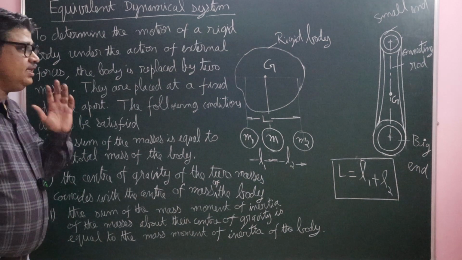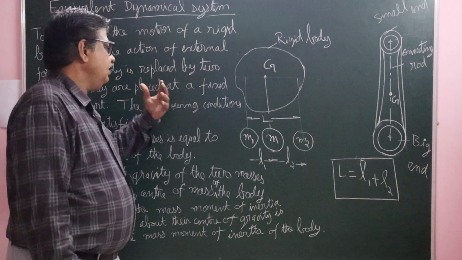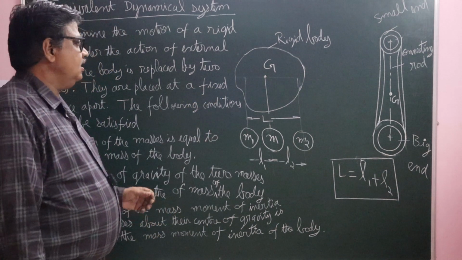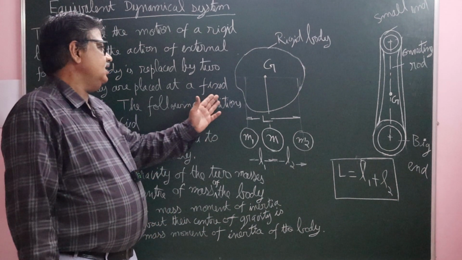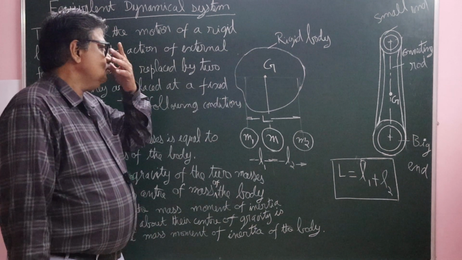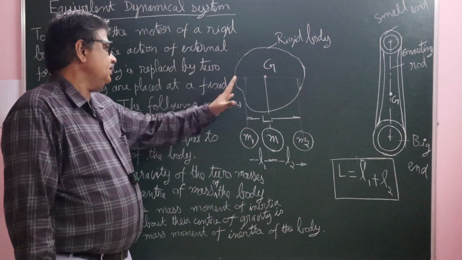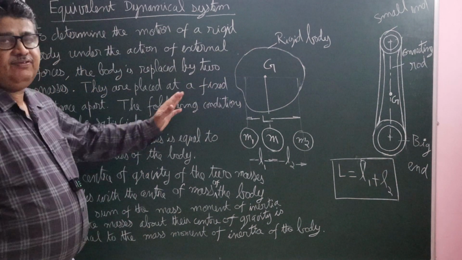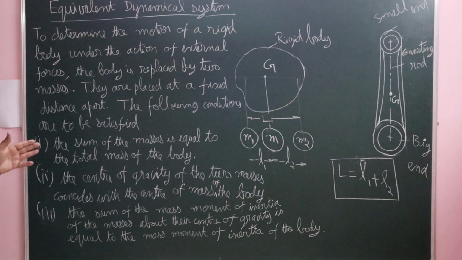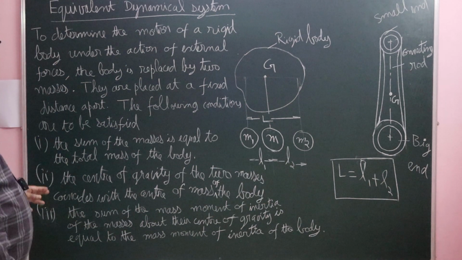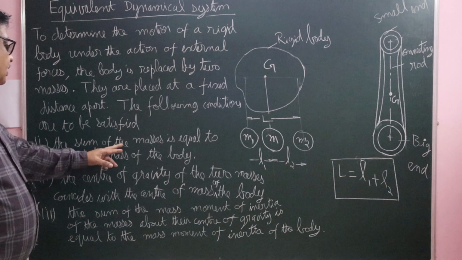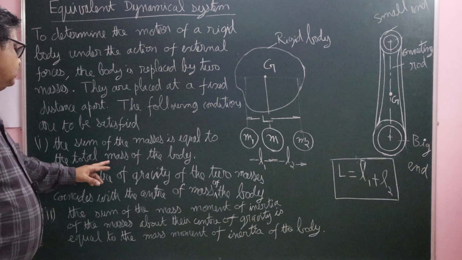Right. So here, we have to find the motion of a rigid body such that it is subjected to a lot of forces. So we have to find the motion of the rigid body under the action of a lot of external forces. The following conditions are to be satisfied. First condition, the sum of the masses is equal to the total mass of the body.